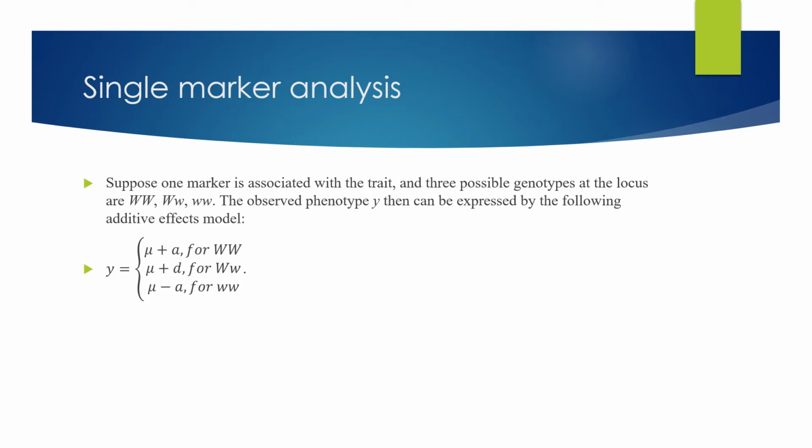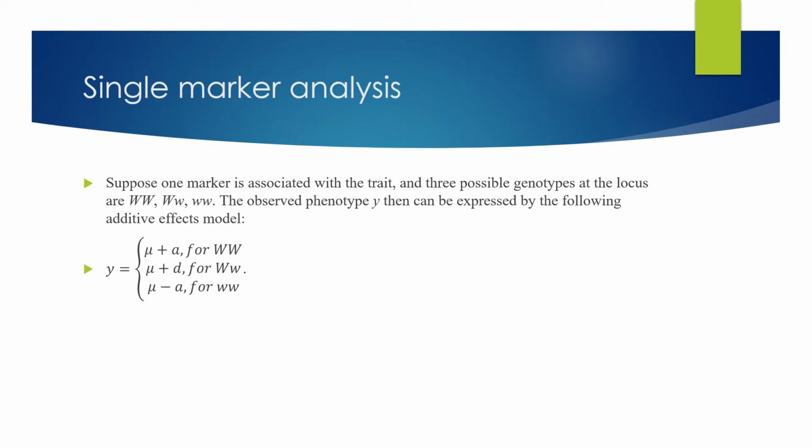So next, I'll introduce the single marker analysis. Suppose there is one marker associated with the trait, and three possible genotypes at this marker are big W big W, big W small w, and small w small w. And the observed phenotype Y can then be expressed by the following additive effects model.